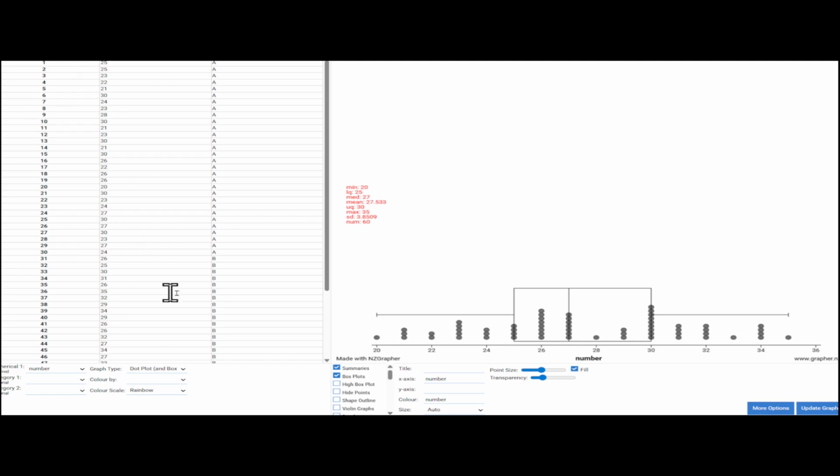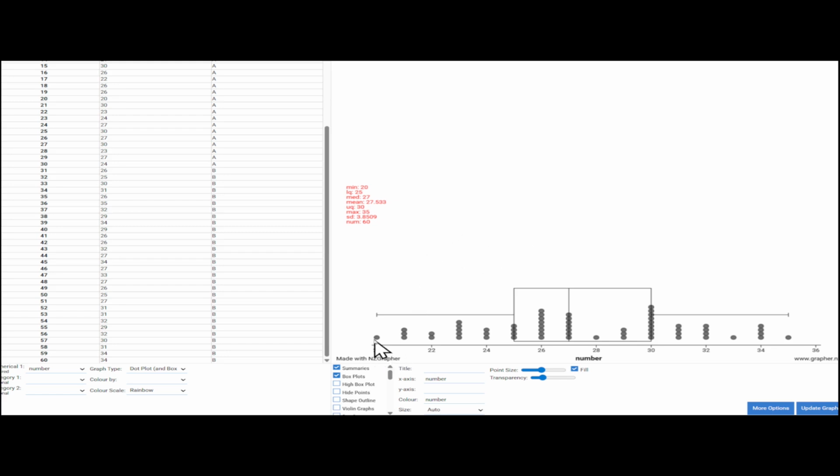So when I put all of them into the system, I see here that the minimum number is 20, the maximum number is 35, the lower quartile is 25, the upper quartile is 30, therefore the interquartile range is 5, the median is 27, and the mean is 27.533. Okay, what can we tell from those numbers?